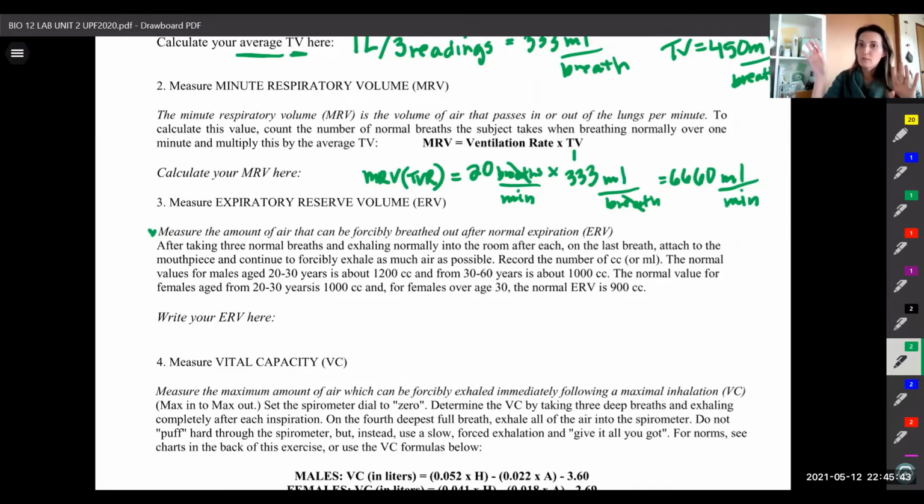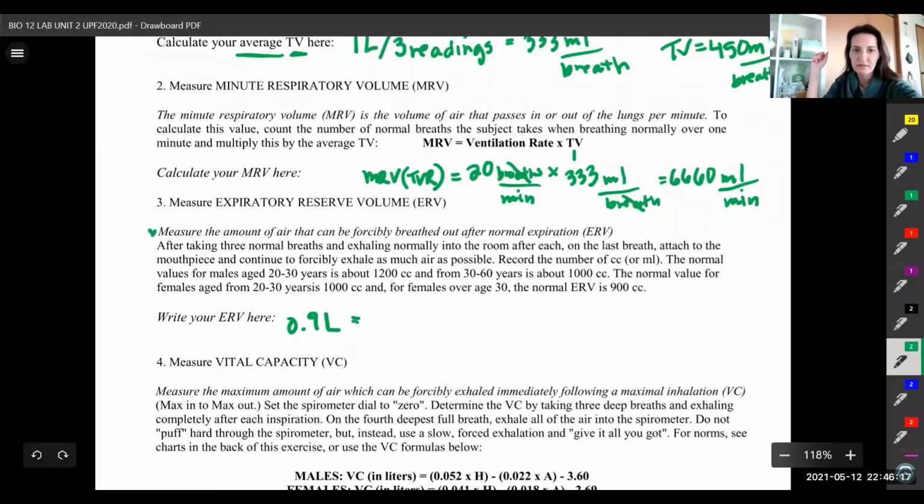And it can be as slow as possible, right? That's actually preferable here because we want to get an accurate amount of the volume, and we don't want any air trapping during this measurement versus the other measurement where we're taking time into account. So normal exhalation to the machine, exhale the excess on top of that. That gives you your ERV reading. So when I did this, the amount of air that I could exhale after my normal exhalation was 0.9 liters, so just under a liter. So that is equivalent to 900 milliliters.